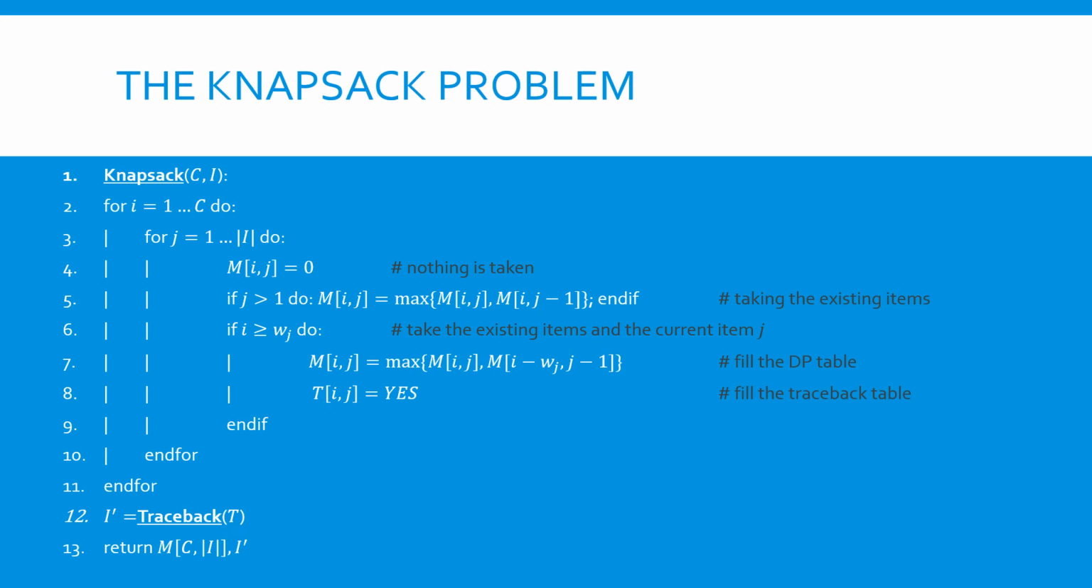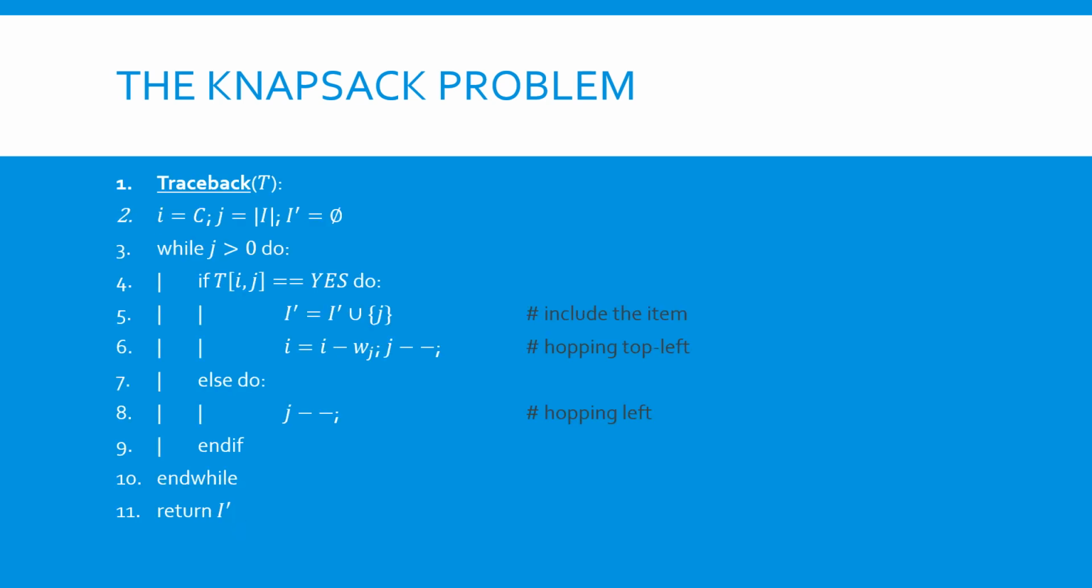Lines 6 to 9 consider the case of adding the item J if sufficient capacity is available. Note that the table T used in line 8 is the traceback table, which records whether the item J is selected. Line 12 calls another procedure, traceback, to reconstruct the subset of items to be taken for the optimal solution. This is the pseudocode for the traceback function. Lines 5 to 6 handle the case where the item is taken, and line 8 handles the case where the item is not selected.